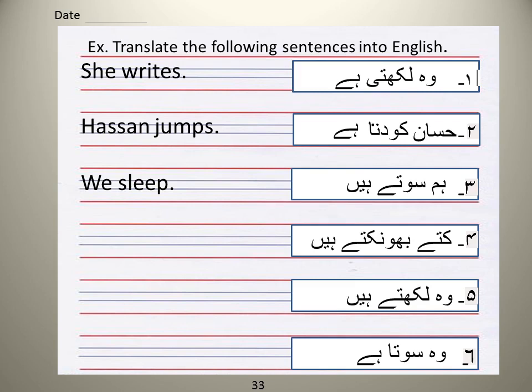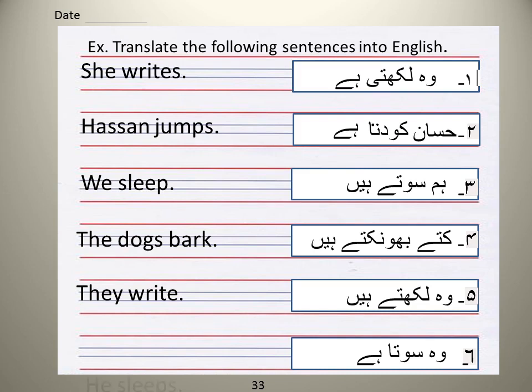Number 4. कुत्ते भौंकते हैं. The dogs bark. Again, dogs, more than one dog, so the dogs bark. The verb we will use the original form of the verb. Okay, bark. Full stop. वो लिखते हैं. They write. Again, they is a pronoun and it is used for more than one person, so we will not add S with the verb.